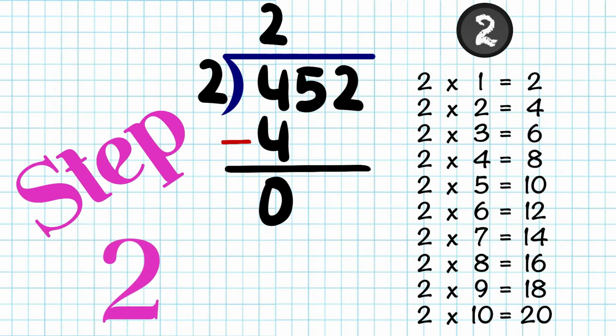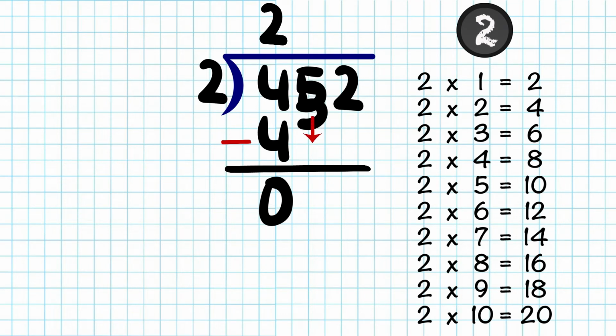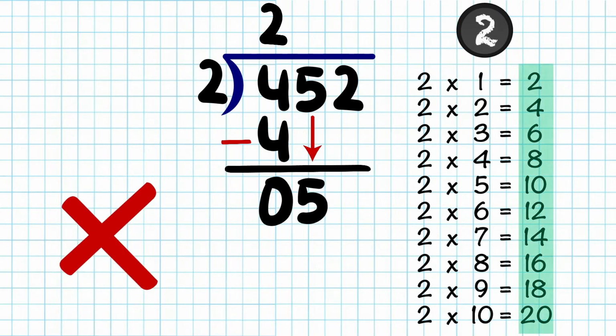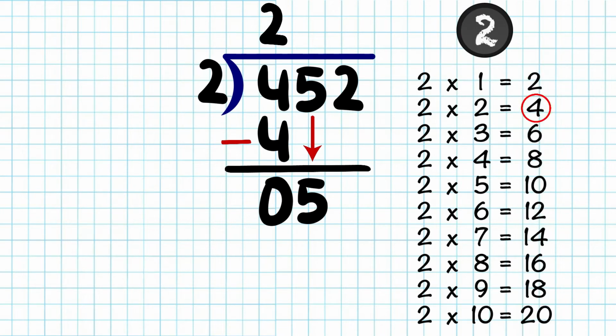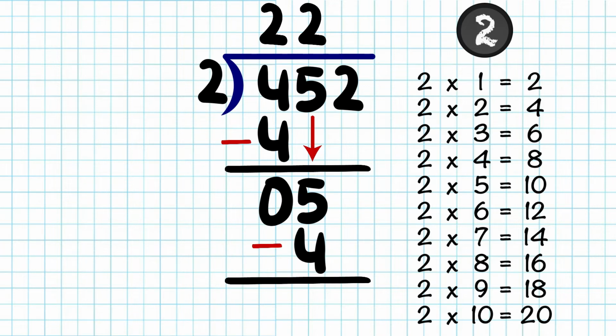Our step number 2 starts here. 5 will be brought down along with the remainder, which is 0 in this case. As we know, 5 is not a multiple of 2, but 4 is the multiple of 2 closest to 5. So, we will again write 2 in the quotient and 4 below 5. After subtracting 4 from 5, we have got 1 as a remainder.